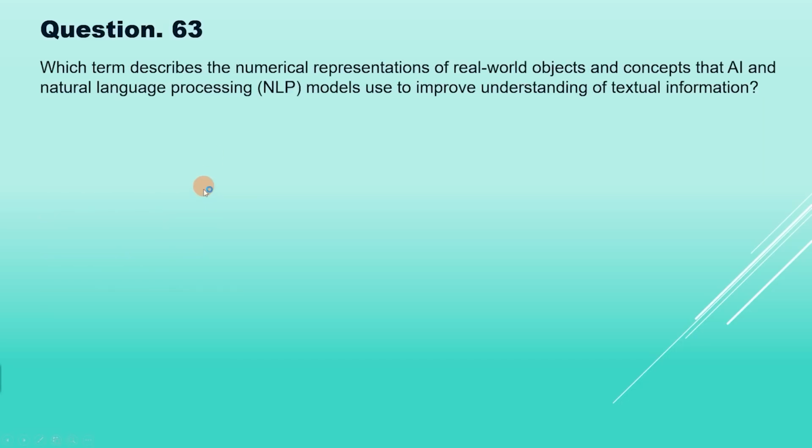Now question number 63. Which term describes the numerical representation of real world objects and concepts that AI and natural language processing models use to improve understanding of textual information? Option A, embeddings. Option B, tokens. Option C, models. Option D, binaries.